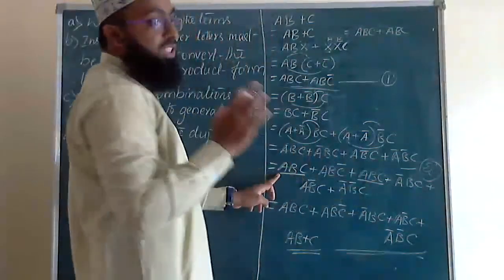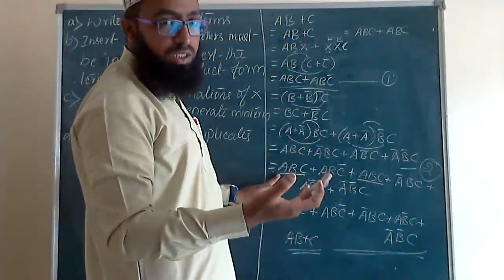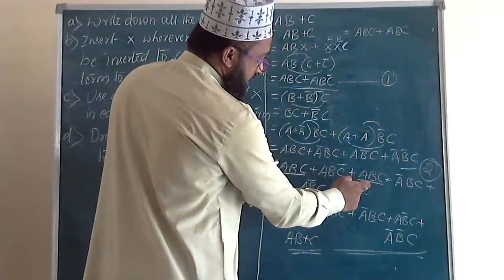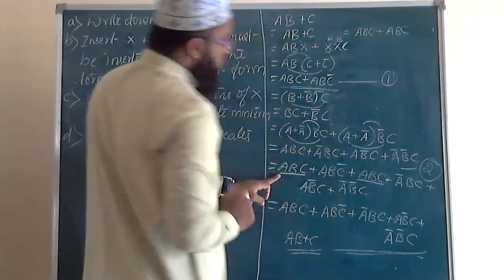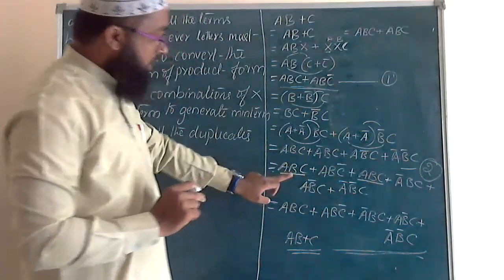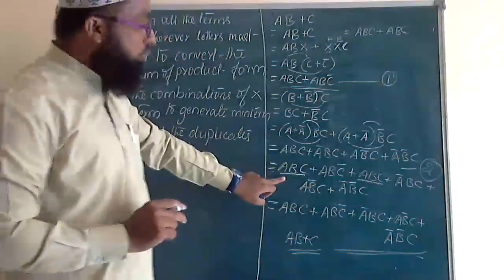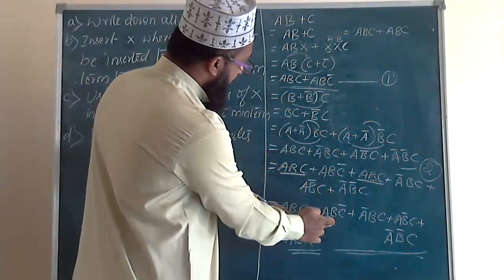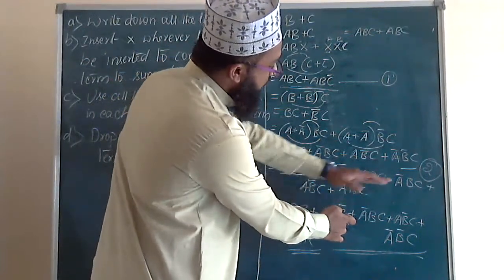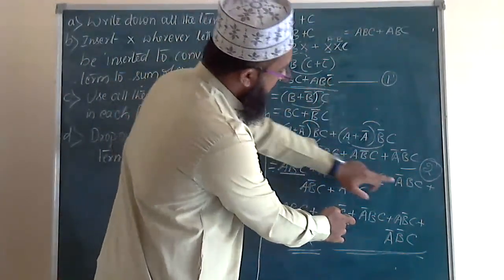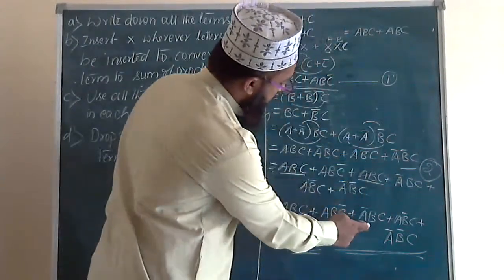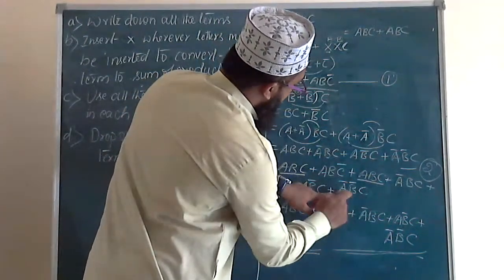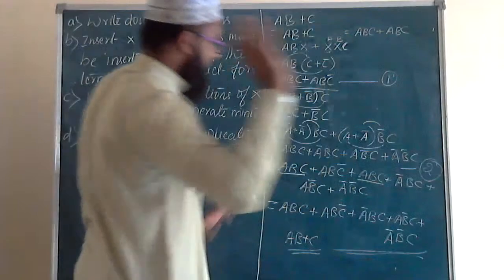The term which is present more than once in an expression is called a duplicate term. ABC, ABC is there. Here two terms are there, which means the single term is repeated twice. So we have to write down ABC just once, then plus ABC bar, and remove the duplicate term. Then write down the next terms: A bar BC, plus AB bar C, plus A bar B bar C.